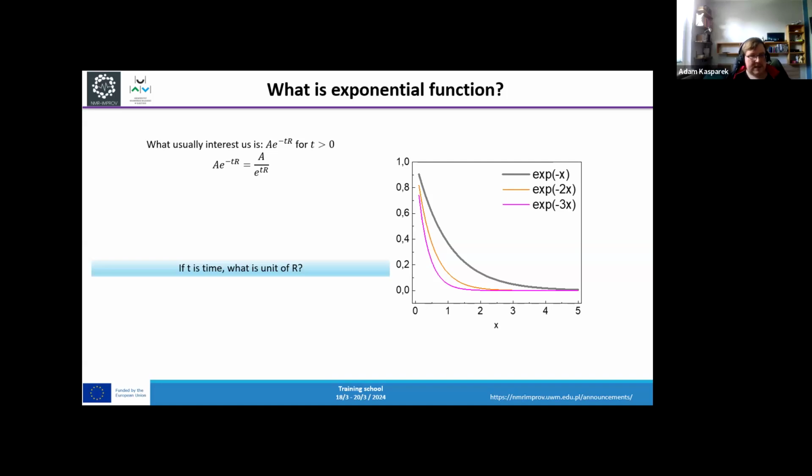Okay, but t is not the unit. What is the unit of t? Or to be more exact, what is the unit of time? Of course, in the typical SI unit system.